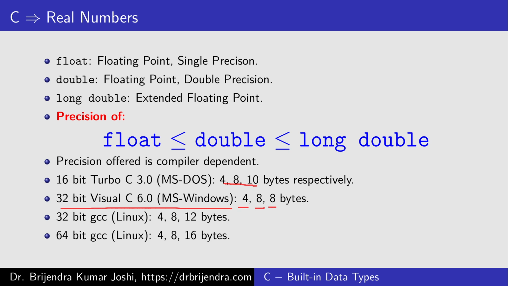In case of 32-bit GCC Linux, float is 4 bytes, double is 8 bytes, and long double is 12 bytes. In case of 64-bit GCC Linux, 4 bytes for float, 8 bytes for double, and 16 bytes for long double. So huge precision.